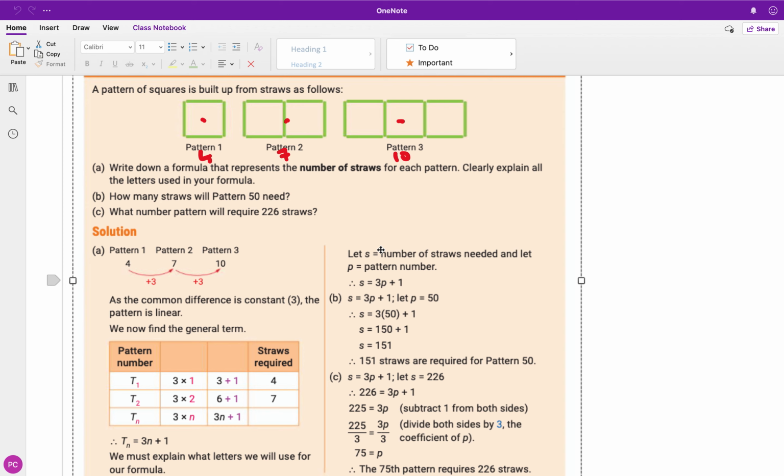And you can see what they did there. Here's pattern 1, here's pattern 2, and here's pattern 3. So you can say, well, the difference between 4 and 7 is 3. The difference between 7 and 10 is going to be 3 as well. So we're going to sub it into our formula.